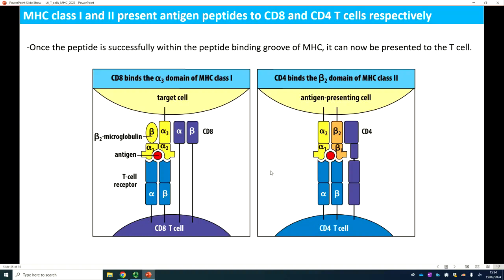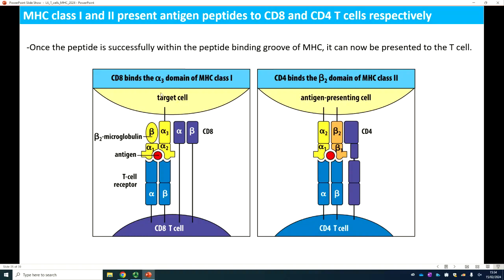Hopefully what you'll realize today is that we've got MHC class 1 and MHC class 2, but essentially MHC class 1 will present to CD8 positive T cells, and MHC class 2 will present to CD4 positive T cells. Once that peptide has been presented on MHC class 2 and is shown on the cell surface, it's available for the T cell to come and recognize it.